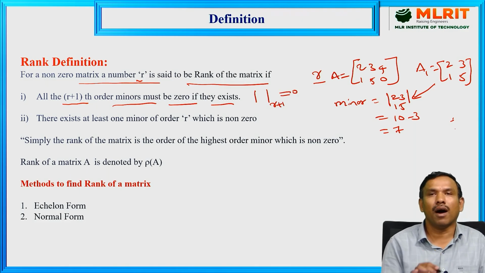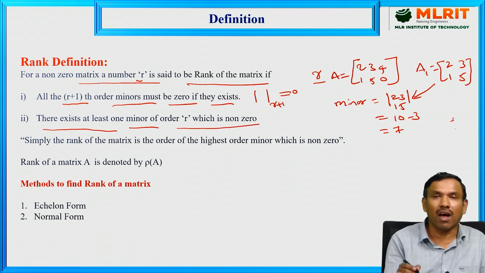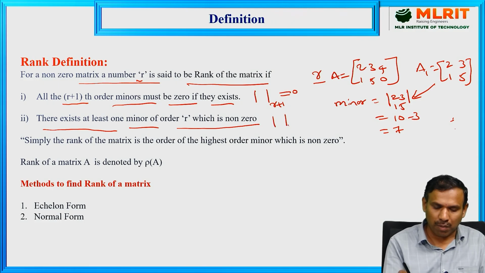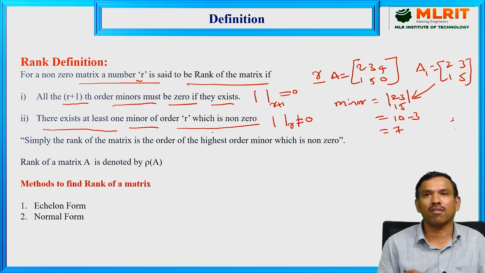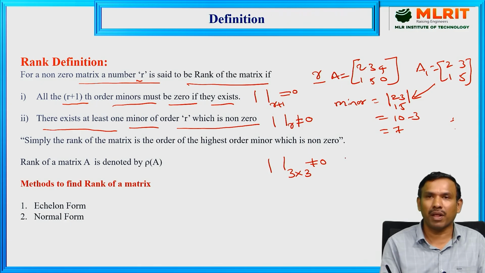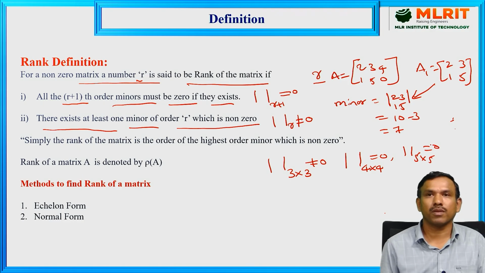Whenever you are claiming R is the rank, there exists at least one minor of order R which is non-zero. You must be able to find at least one, not all the minors, at least one minor of order R which is not equal to 0. Suppose you say rank 3, then there exists a 3 by 3 minor which is not equal to 0, and all the minors of order 3 plus 1, suppose a 4 by 4 minor is there, that must be 0. Suppose we have a minor of 5 by 5, that also must be 0.